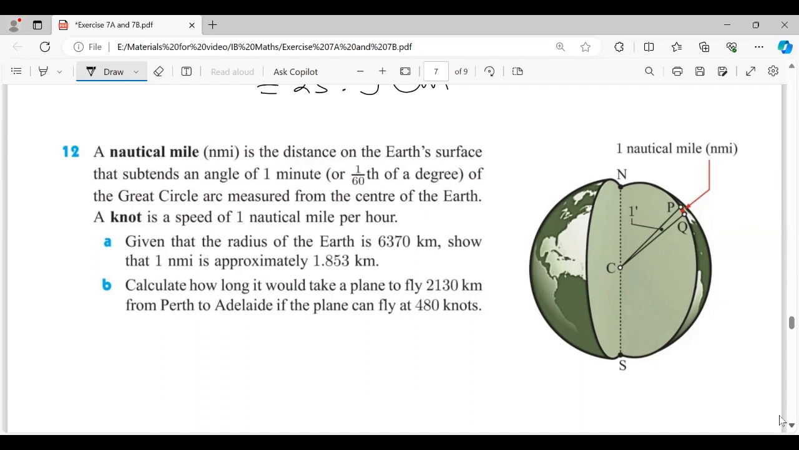A nautical mile is the distance on the Earth's surface that subtends an angle of 1 minute or 1/60 of a degree of the great circle arc measure from the center of the Earth. A knot is a speed of 1 nautical mile per hour. Given that the radius of the Earth is 6,370 kilometers, show that 1 nmi is approximately 1.853 kilometers. Calculate how long it would take a plane to fly 2,130 kilometers from Perth to Adelaide if the plane can fly at 480 knots. Okay.